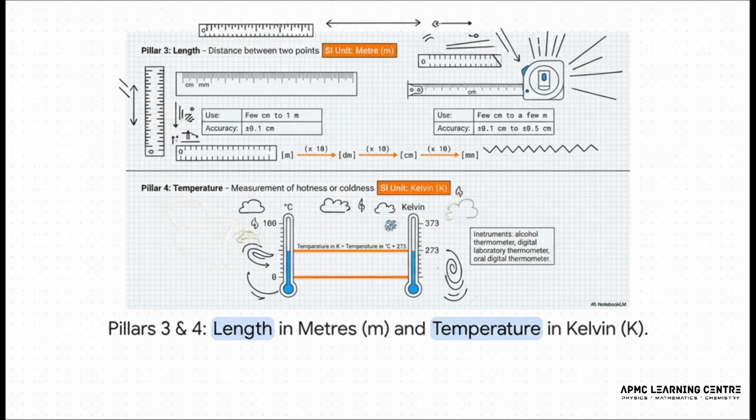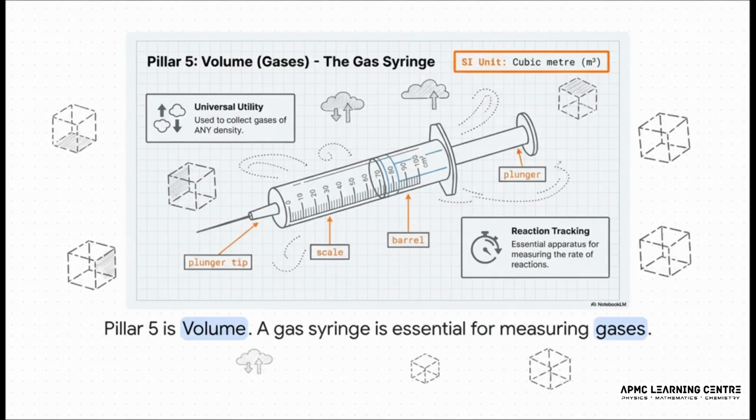Moving on, we've got length and temperature. So pillar number 3, length is just the distance between 2 points, and its standard is the meter. Simple enough, right? But pillar 4, temperature. Now this one might surprise you. The official SI unit isn't Celsius, it's actually Kelvin. And that brings us to our final pillar, volume. Its SI unit is the cubic meter.